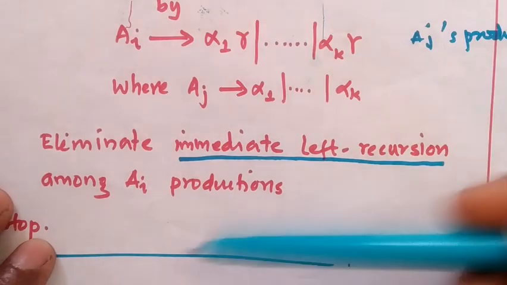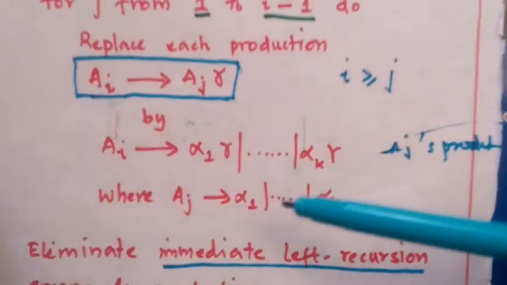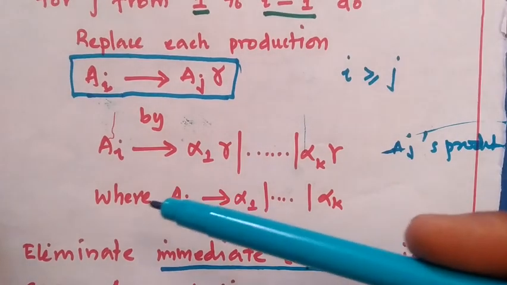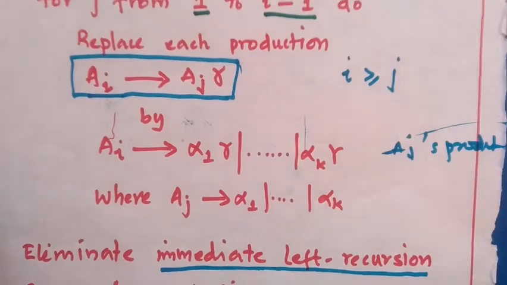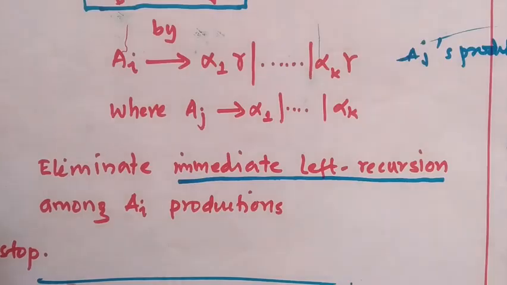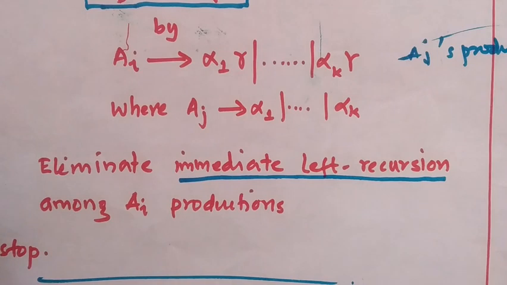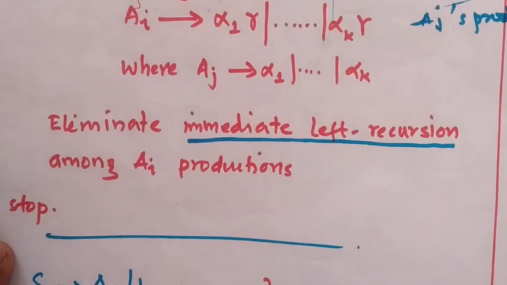Then this is the outer for loop. So do this operation, remove the immediate left recursion, then when the termination condition occurs you can come out of both the for loops, and then you can stop. So this will remove immediate as well as indirect left recursion.